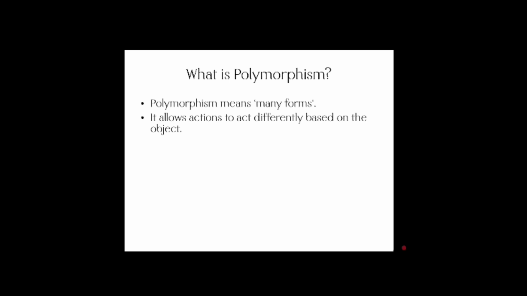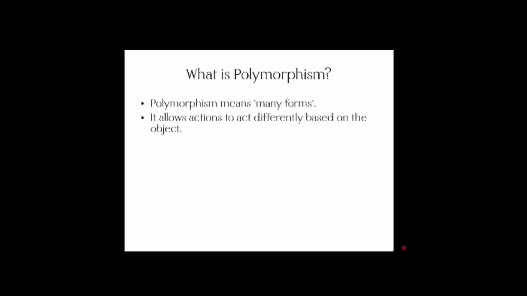Key features of polymorphism: multiple behaviors, method overriding, method overloading, runtime decision. Multiple behaviors: the same method can behave differently depending on the object that calls this method. The next one is method overriding. A child class can redefine a method of its parent class. The next one is method overloading. We can define multiple methods with the same name but different parameters. The next one is runtime decision. At runtime, Java determines which method to call depending on the object's actual class. It allows actions to act differently based on the objects, and so it is called polymorphism.